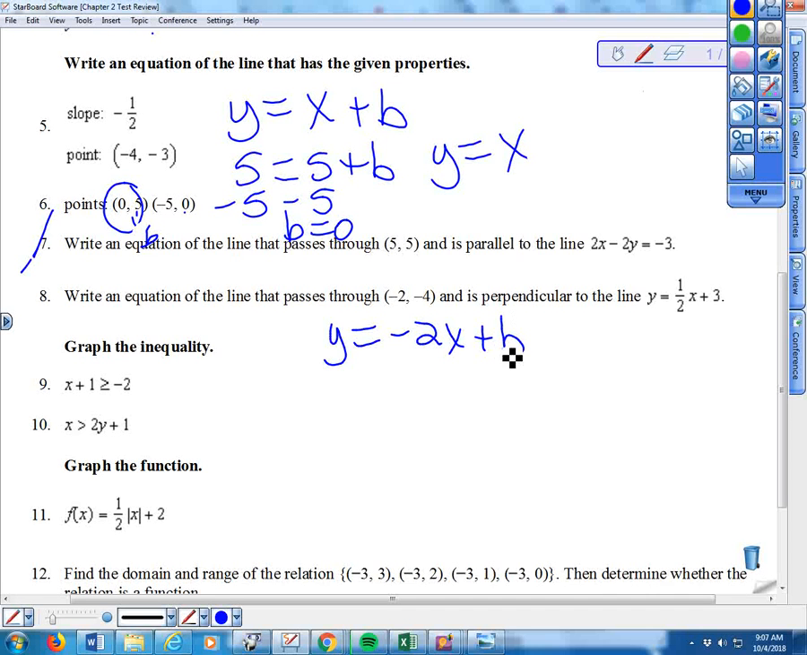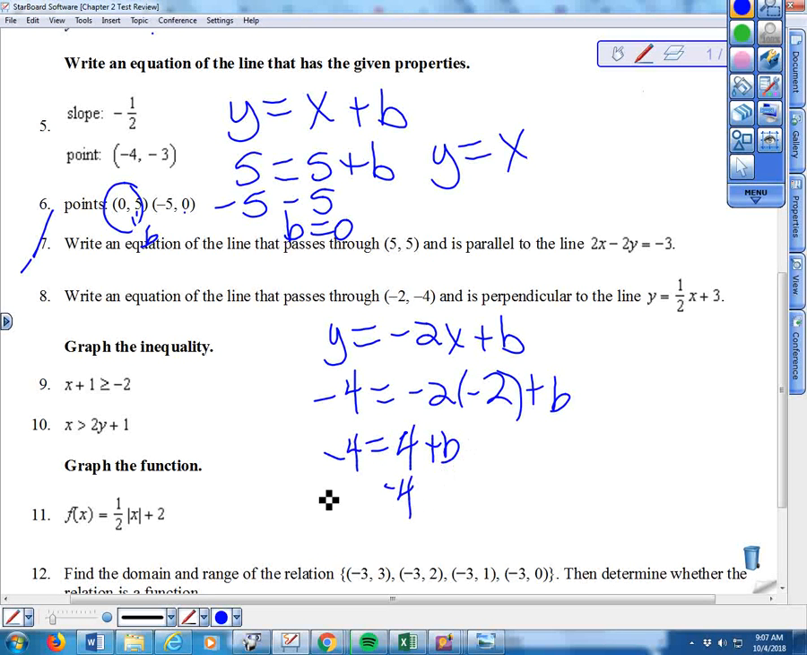And I'm going to plug this point in. I get negative 4 equals positive 4 plus b. Subtract 4. b is equal to negative 8. So the equation is y equals negative 2x minus 8. Questions on that?